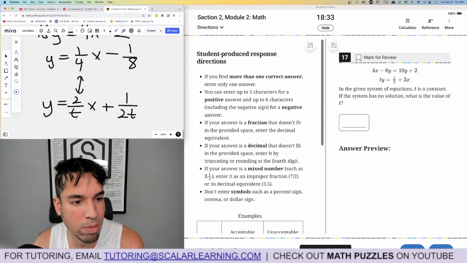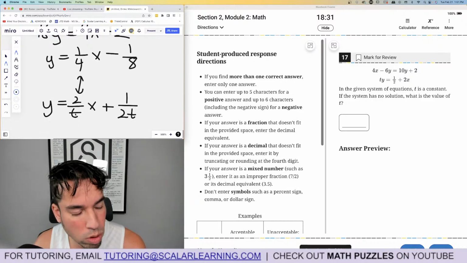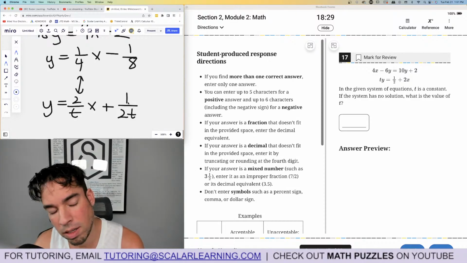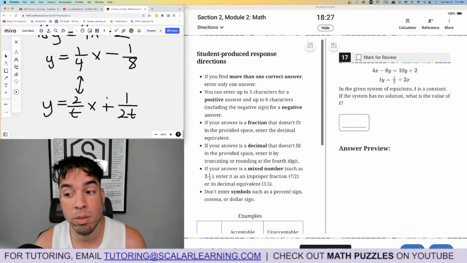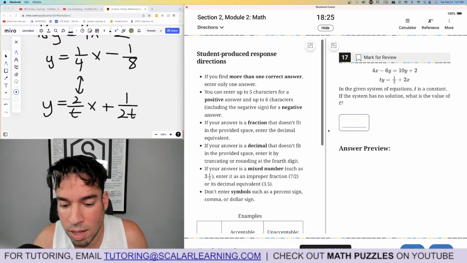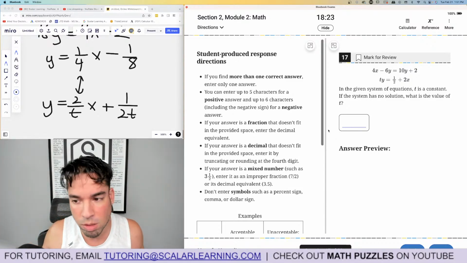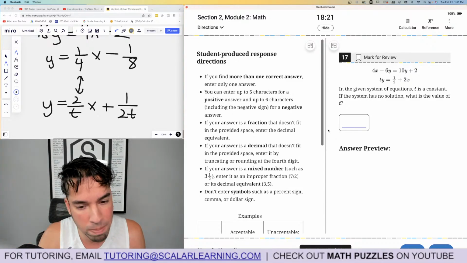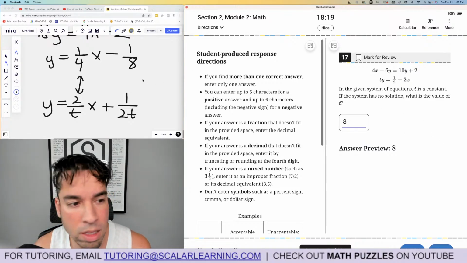But t is going to have to be 8. Because that would make it 1/4 x here, and it would make it 1/16. So the y-intercepts have to be different, but if it's not different, then this is impossible. So we're kind of assuming that. But anyways, t would be 8. Let me just make sure that's right.